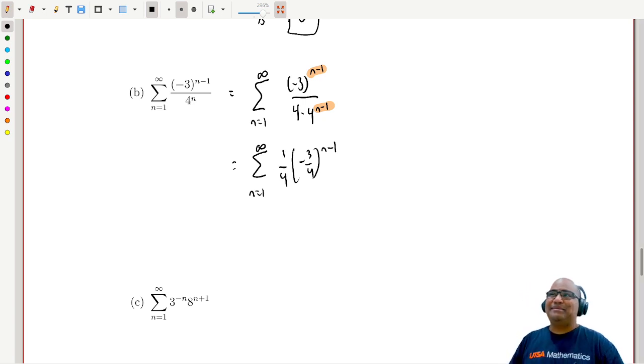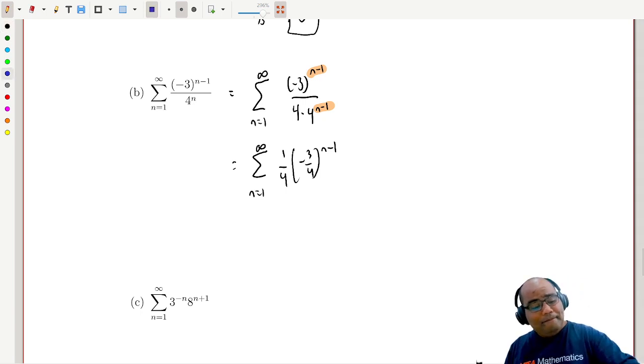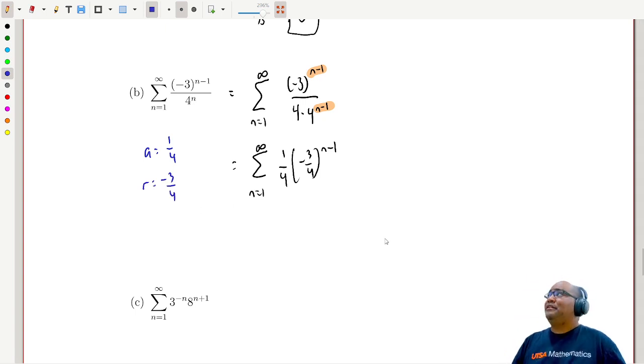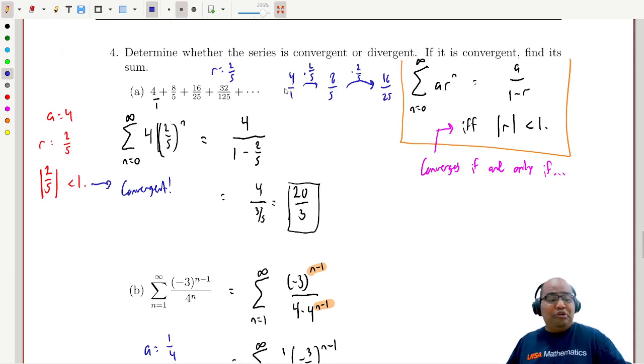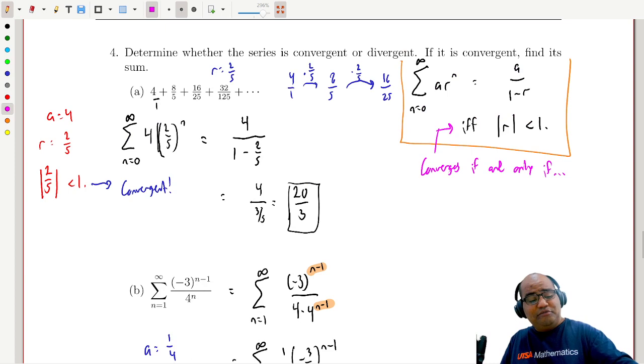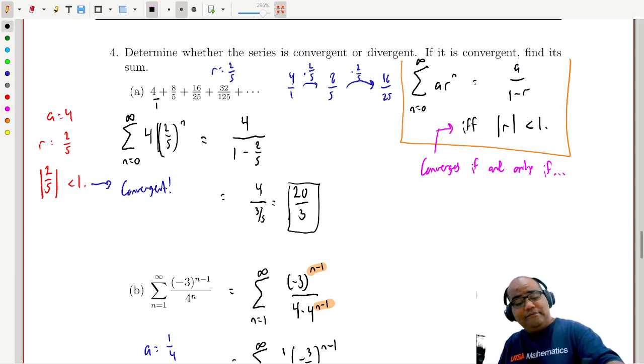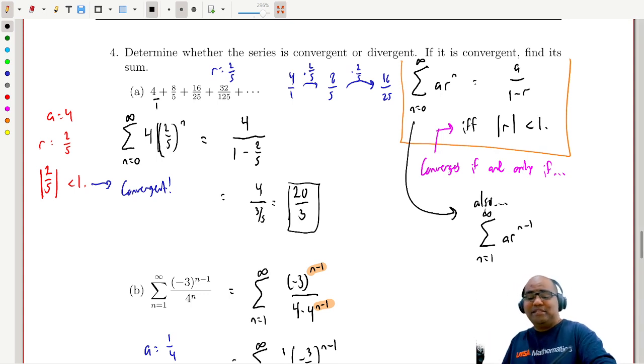All right, now let's make some identifications here. Our first term, our a, our initial value is 1 over 4. That's the a coefficient there, and the r here is negative 3 over 4. Now, some of you may be thinking, Sean, you said the formula had to have an n in the exponent. Well, yes, but you can also write it as the sum from n equals 1 to infinity of a times r to the n minus 1, and the formula still holds.